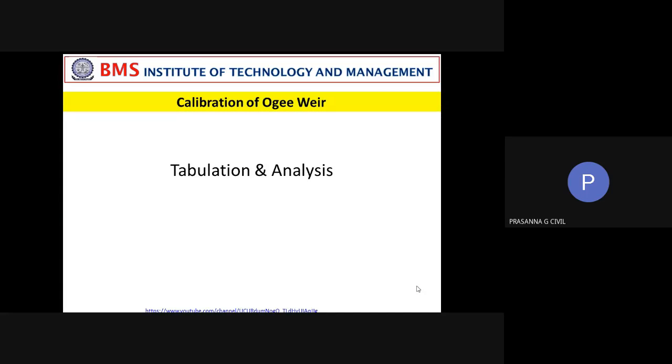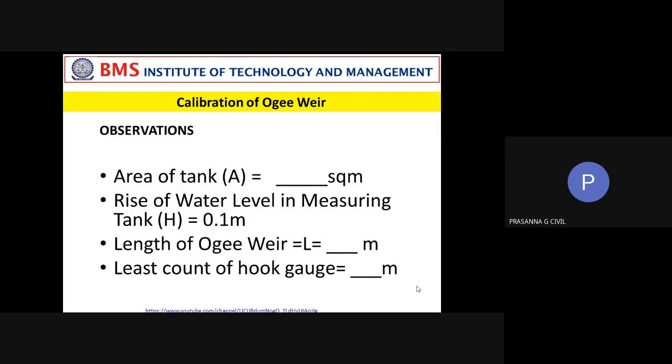So for calibration of Ogilvy, we need to take some observations. One, the area of the collecting tank has to be measured and entered in square meters. The rise of water in the measuring tank is commonly taken as 10 centimeters, hence can be recorded as 0.1 meter. The length of the Ogilvy has to be measured and entered as capital L value. The least count of the hook gauge has to be measured and entered.